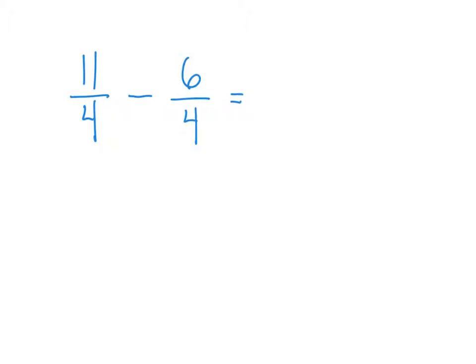Next one is 11/4 take away 6/4. And again, these are improper fractions, fractions that are greater than 1. And we are going to subtract our numerators since our denominator is the same. 11/4 take away 6/4 is 5/4. And we are left with an improper fraction, a fraction greater than 1. So we need to decompose it.